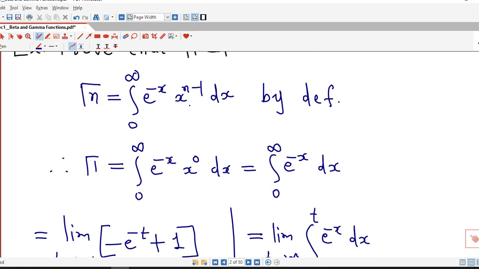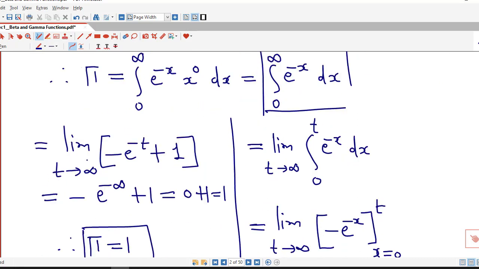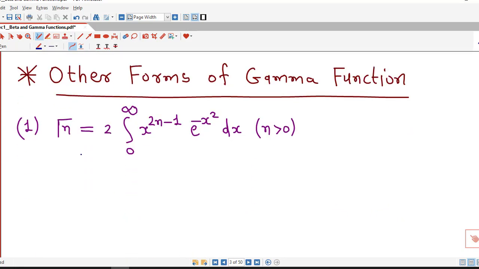So we are just putting n equal to 1 here, and after integrating we obtain that the value of this improper integral is 1. So gamma 1 is always 1. We discuss now other forms of gamma function.